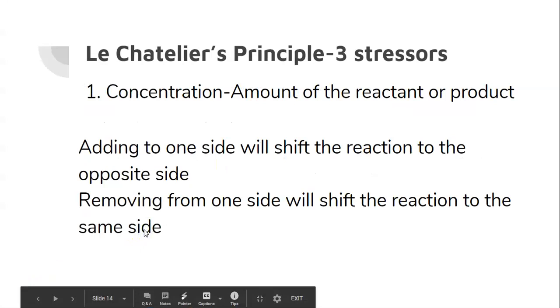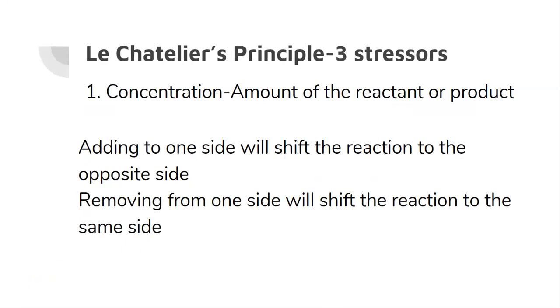So we're going to look at three different stressors. The first being concentration, or the amount of reactant or product. If you add to one side, so you add more reactant, the reaction is going to shift to the other side. So if you add reactant, it's going to shift to the product side, which means your reaction is going to then make more product. Okay. If you remove something, so you remove a reactant, then the product is going to quickly start breaking down so that there will be enough reactant to keep it going. Okay. So it's going to shift to the same side that you removed from.